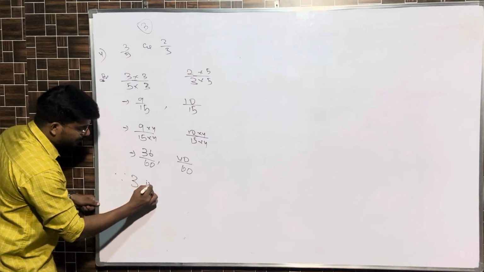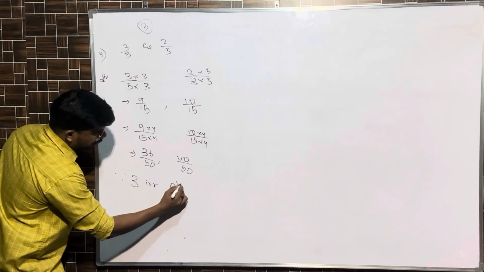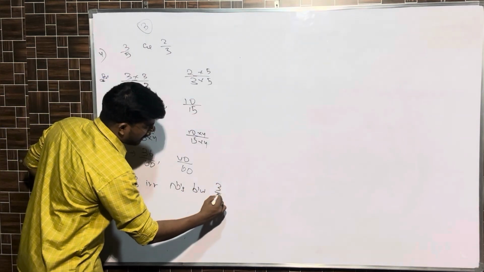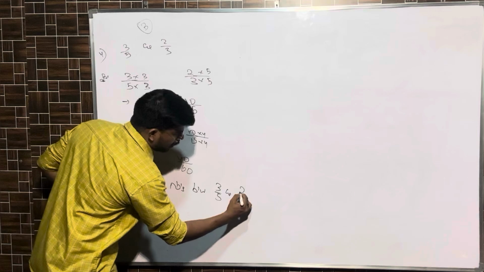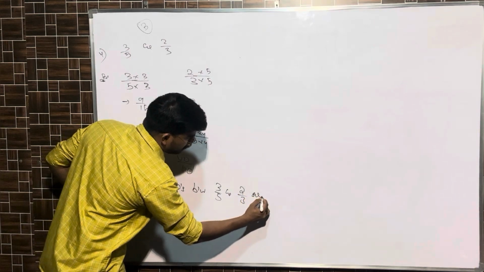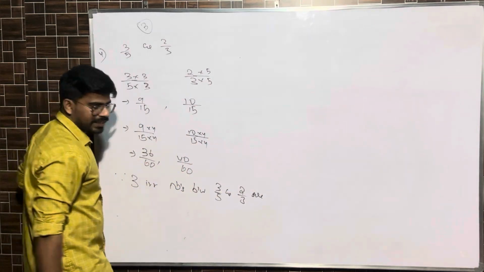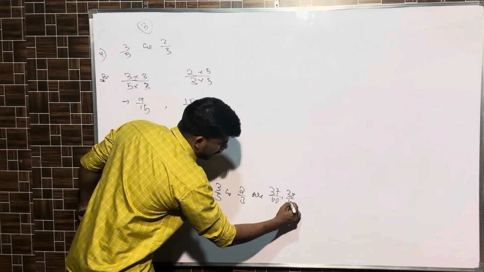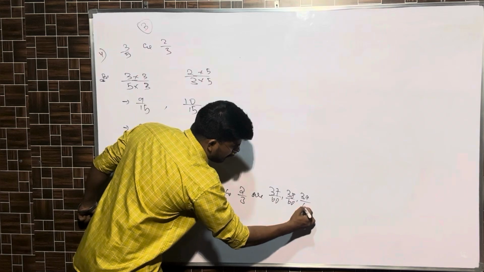Therefore, the 3 irrational numbers between 3 by 5 and 2 by 3, what are those? After 36, 37. 37 by 60, comma, 38 by 60, comma, 39 by 60.